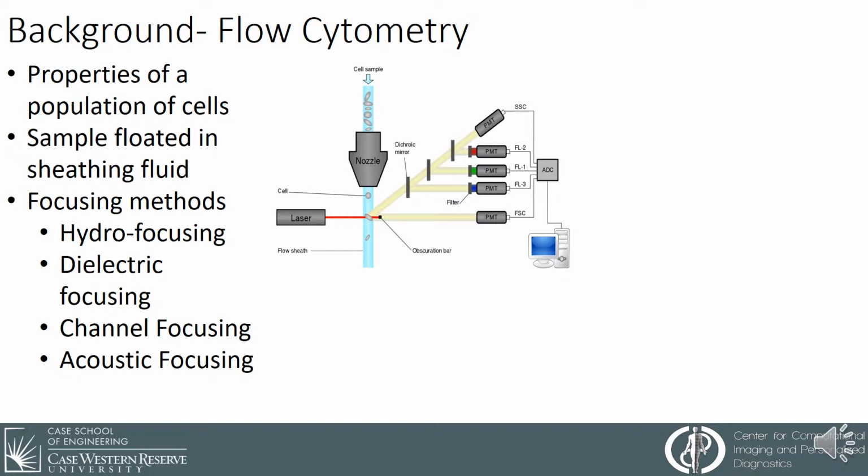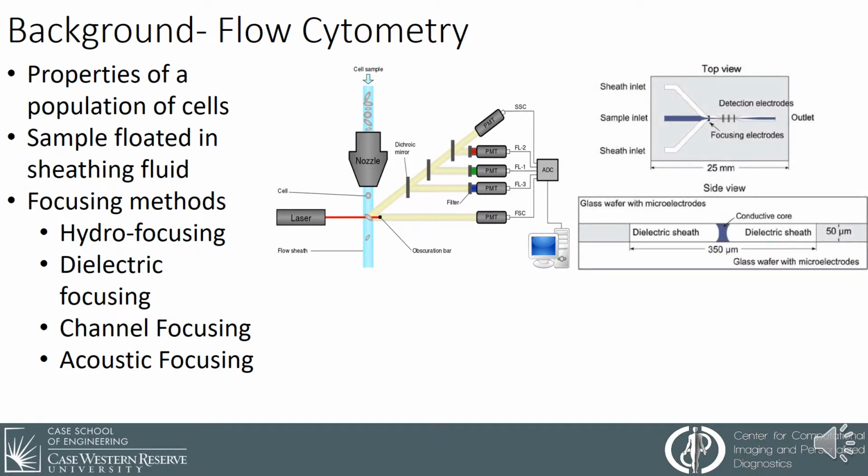However, one common limitation of this method is the need to ensure that the cells maintain a straight line and are equally exposed to the laser emitter, as appearing outside of the focal point of the laser would result in errant signals. To achieve this, there are several standard methods. The most basic is to float the cell sample in a sheathing fluid that prevents it from moving too far.